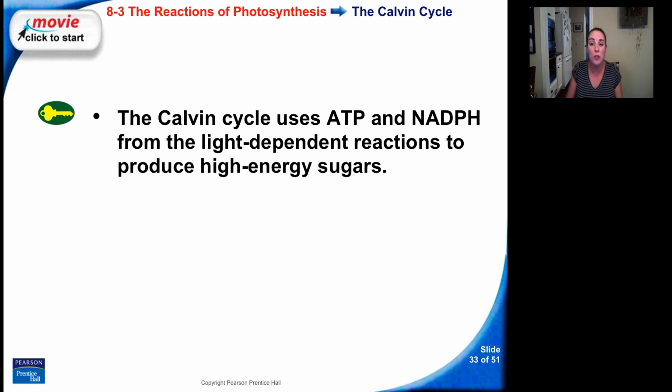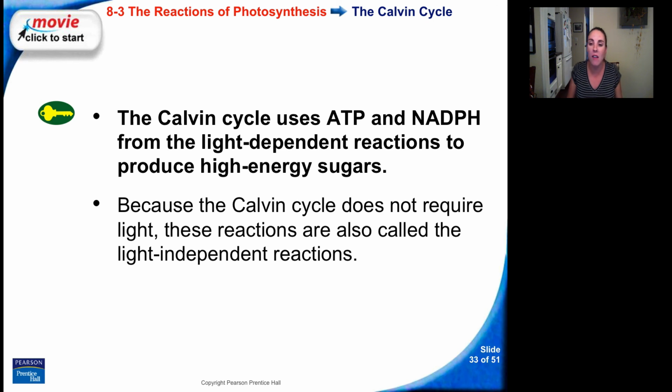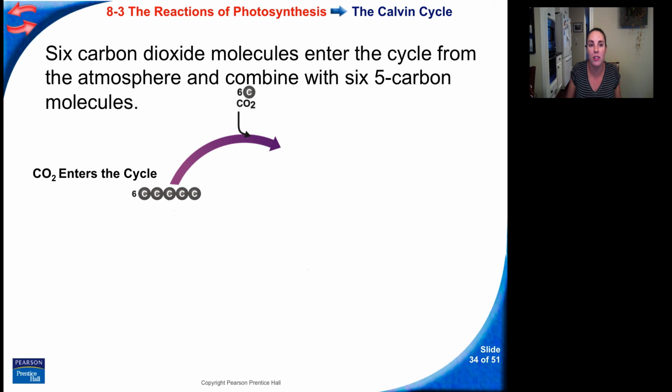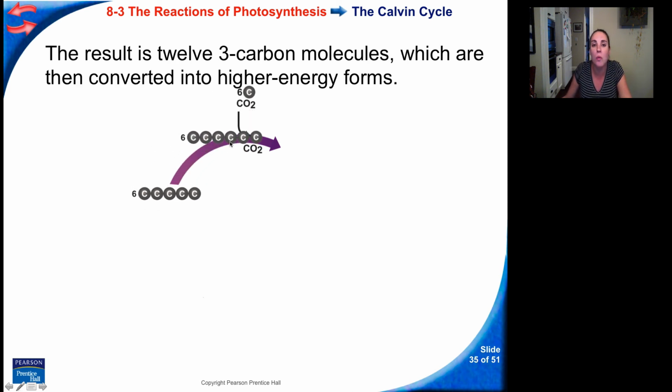So the Calvin cycle uses ATP and NADPH from the light-dependent reactions to produce sugars. This is the most important thing to remember about the Calvin cycle. Because the Calvin cycle does not require light, these reactions are also called light-independent reactions. So here is the Calvin cycle. Basically, 6 carbon dioxide molecules enter the cycle from the atmosphere and combine with 5-carbon molecules that are in the plant. The result is 12 3-carbon molecules, which are then converted into higher energy forms.